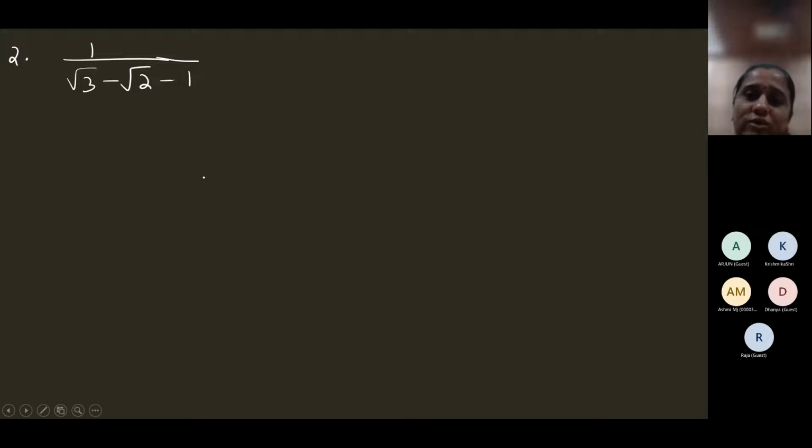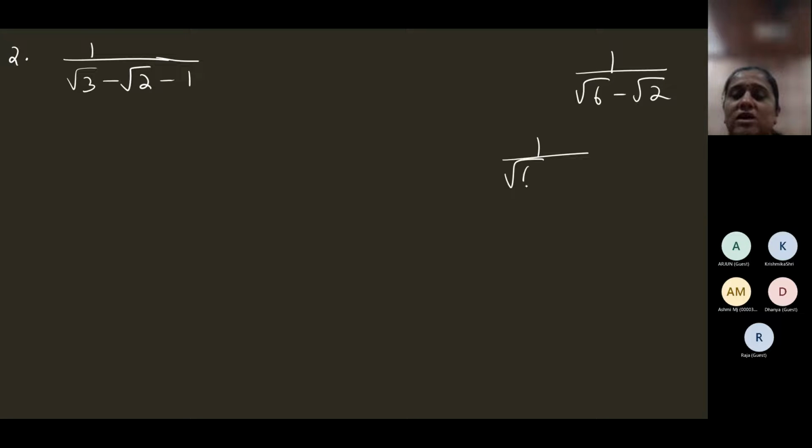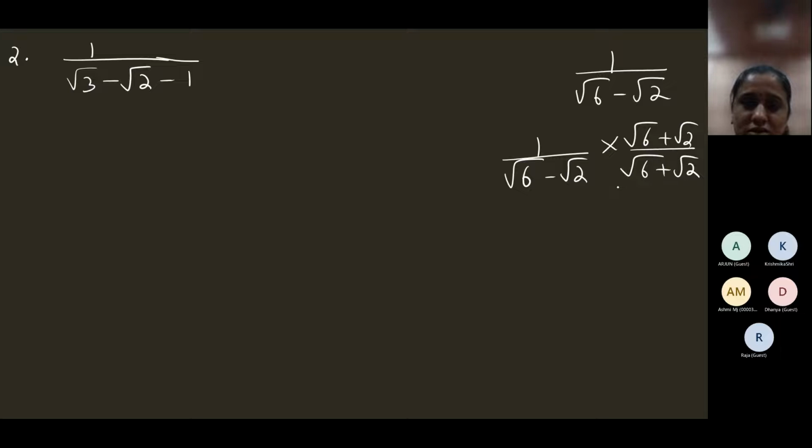So how do we simplify? We have to rationalize the denominator. To rationalize the denominator, we have to use the conjugate of the denominator. But there are three terms. Now supposing the denominator was like this, 1 by, say, root 6 minus root 2. So then what we'll do is 1 by root 6 minus root 2. The conjugate of root 6 minus root 2 is root 6 plus root 2. So we'll multiply the numerator and denominator by root 6 plus root 2.